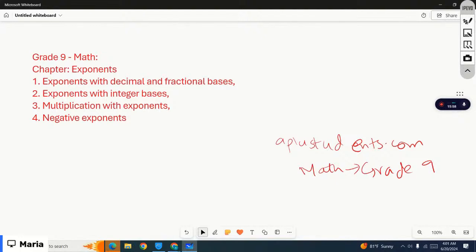We're going to start with the chapter exponents. The lessons we're going to cover today are exponents with decimal and fractional basis, exponents with integer basis, multiplication with exponents, and negative exponents.